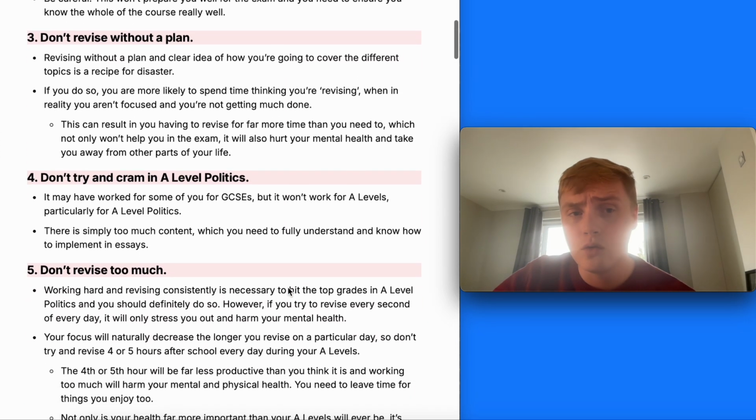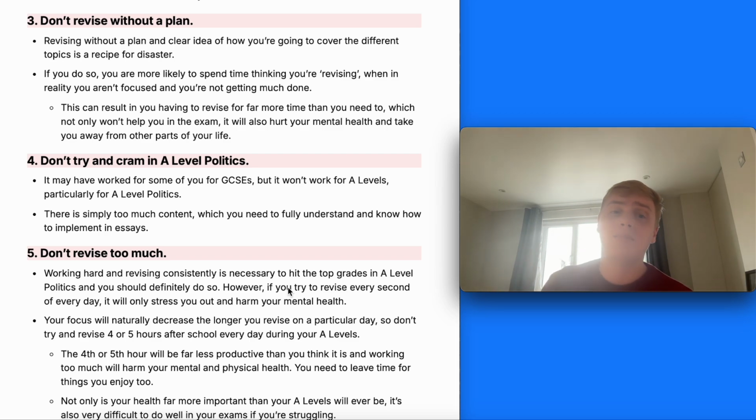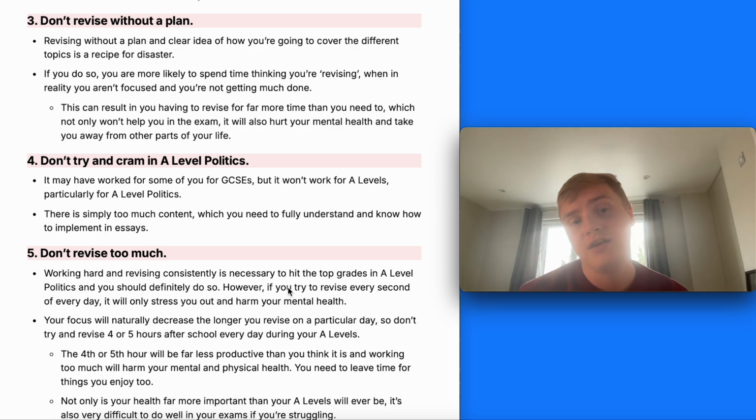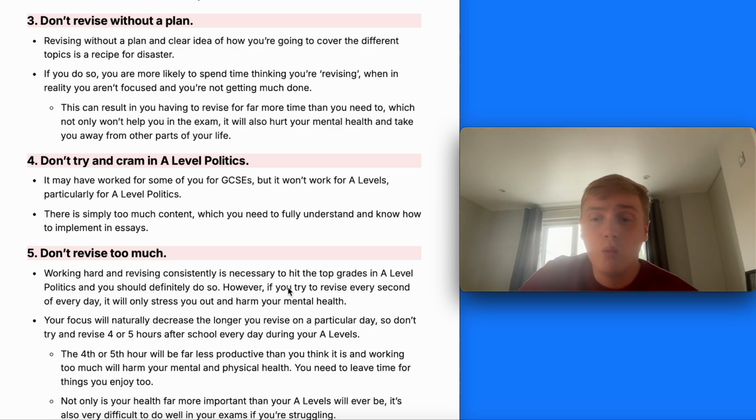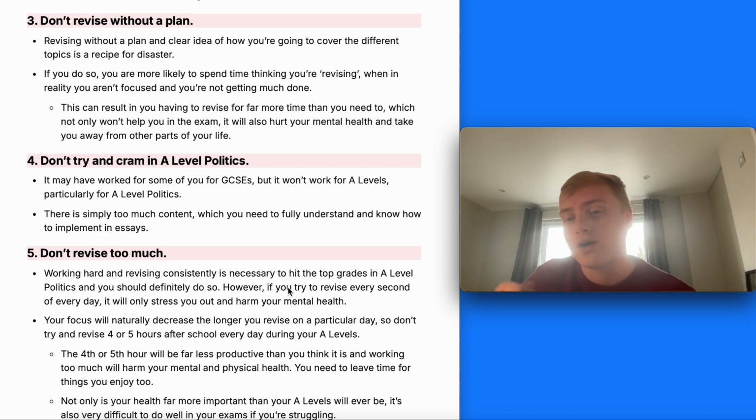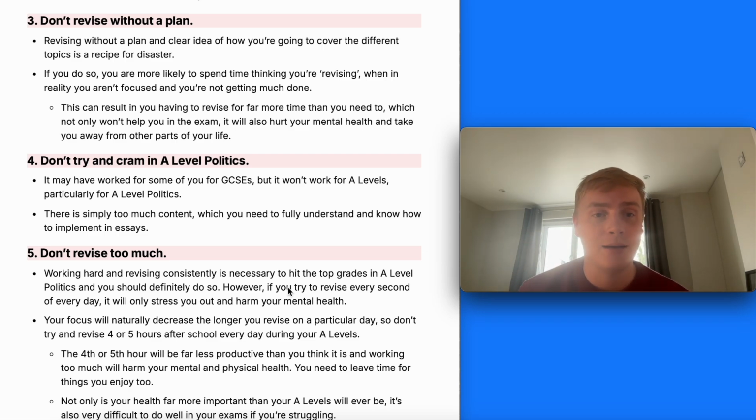The third thing is to not revise without a plan. Revising without a plan and a clear idea of how you're going to cover the different topics is a recipe for disaster. If you do so, you're more likely to waste time thinking that you're revising, when in reality you're not really that focused, you're not getting that much done, and you're not moving towards helping you memorize the content and practicing and properly revising for your final exams.